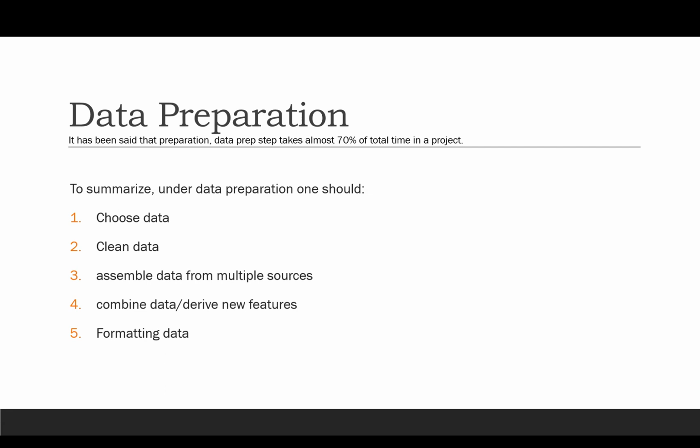So suppose your project is of 3 months, and almost 1.5 months will go into data preparation, and that much time is obviously very important for us. So what we do here, we choose data. Inside choosing data, we select the data set that will be used, and then note the justification for the inclusion or exclusion that you have done.